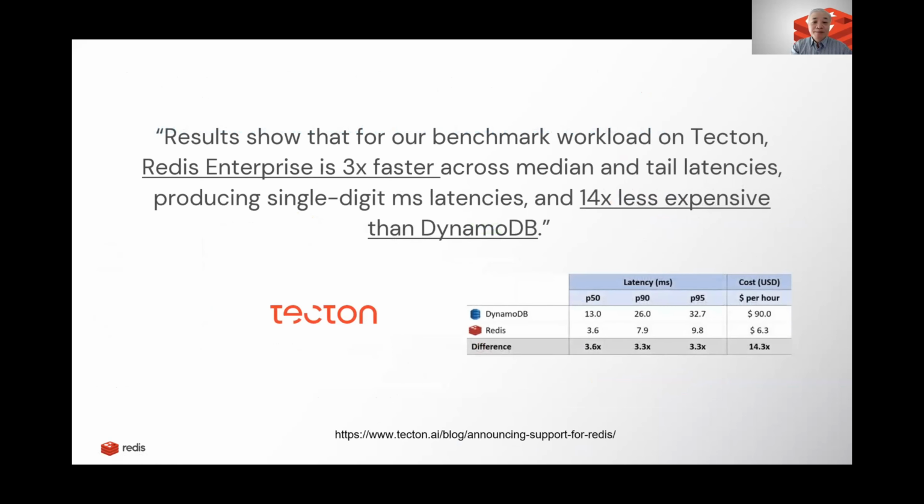We also partner with a company called Tecton that offers a commercial platform for feature stores. They did a benchmark that I think will be illustrative of what I was talking about, which showed that with Redis Enterprise, there was 3 times faster performance producing single-digit latencies, and more importantly, it was 14 times less expensive than, let's say, using DynamoDB as that feature store. And you can see the data set here. I think this really makes the point that using Redis, and specifically Redis Enterprise, for an online feature store as it applies in this case to fraud detection is going to be critical.